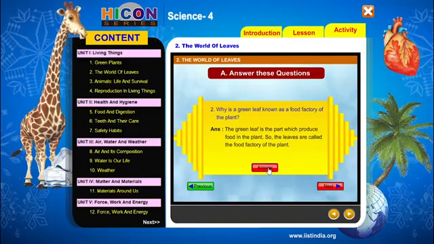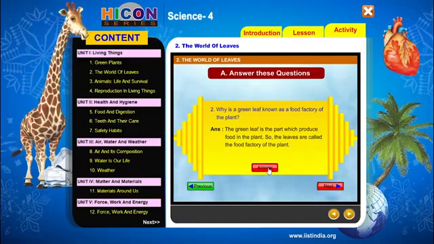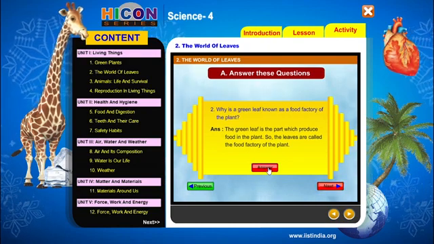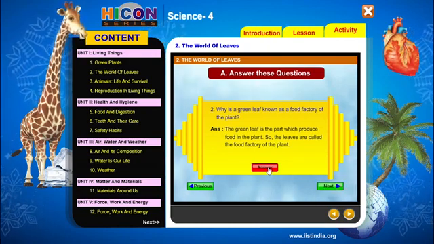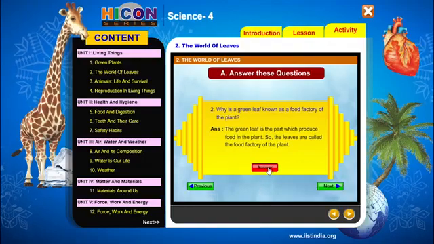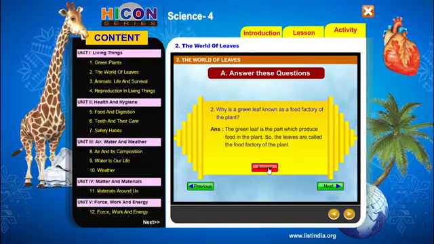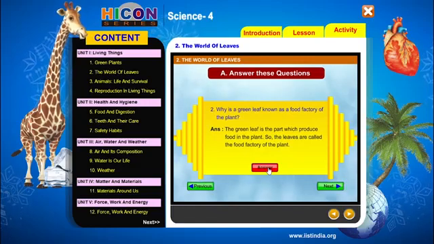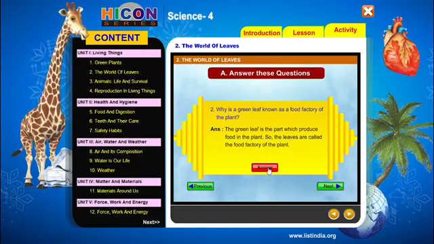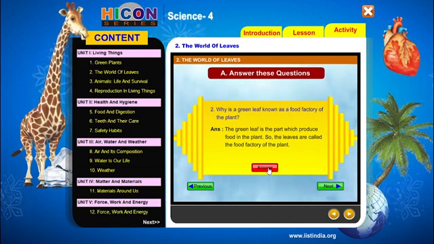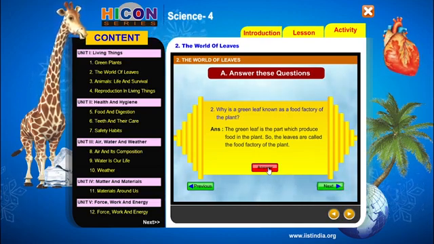Just like in our houses, we prepare our food in the kitchen, in the same way, the food is prepared in the leaves of the plant. So that's why the leaf is called the food factory of the plant, and that's why the leaf is the most important part of the plant. So the green leaf is the part which produces food in the plant.